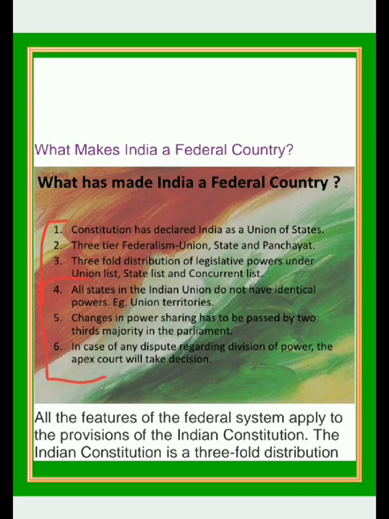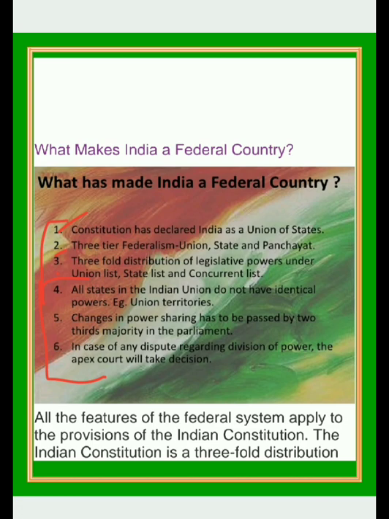Next I will make one more video on the same topic, what makes India a federal country, where I will cover points 4, 5 and 6. Right now our focus is only on the first, second, third point. First point says the Constitution has declared India as a union of states. We saw that: three tiers of federalism, union, state and panchayat.